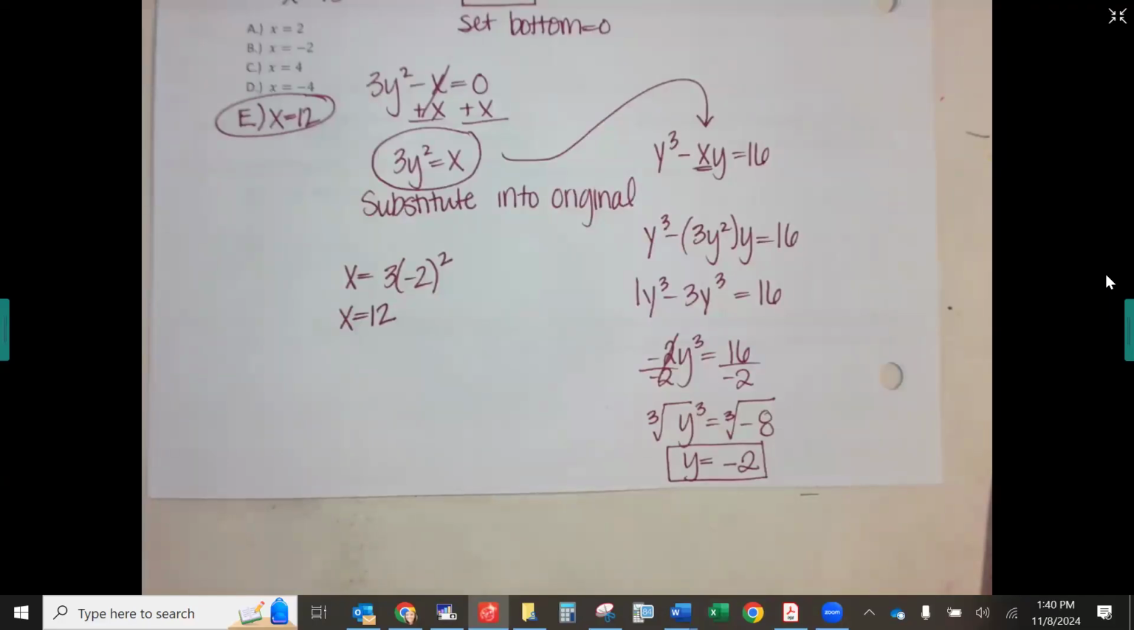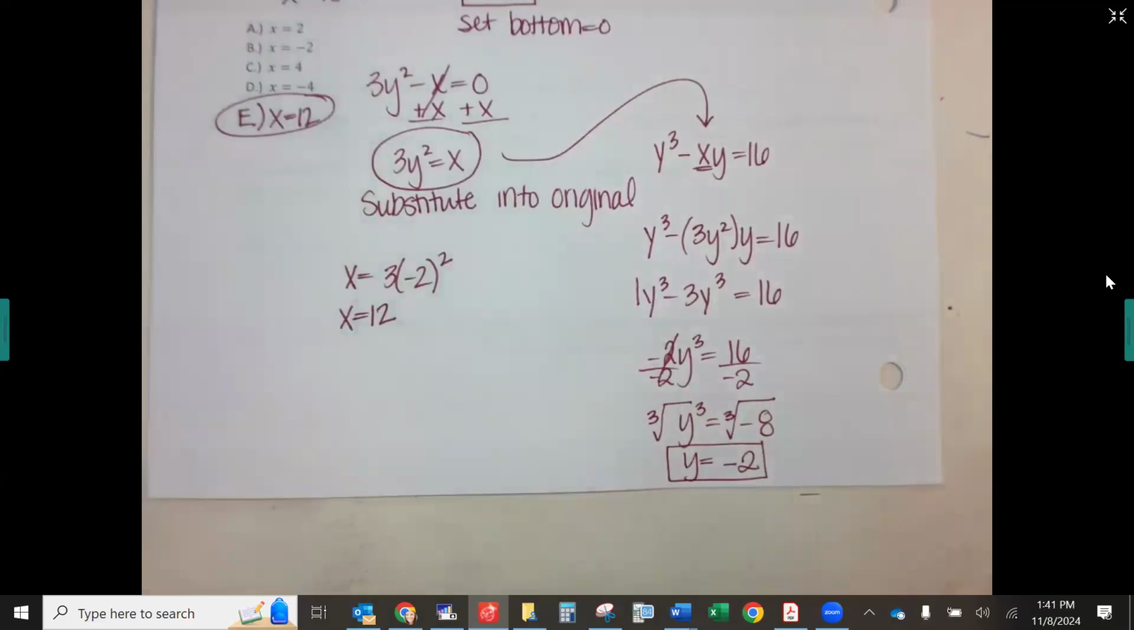Because it's a 1 take away 3. So if you do 1 minus 3, it comes out to 2. You're like combining one term. Good? All right.